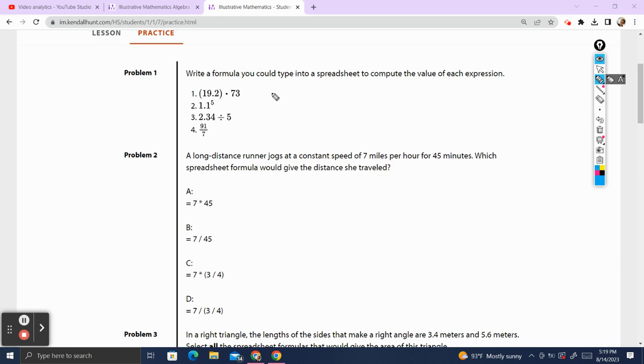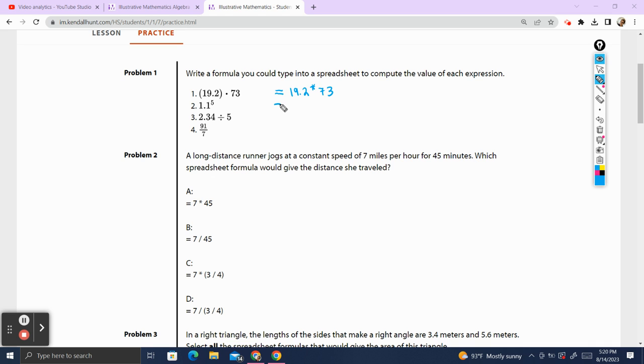Write a formula you could type into a spreadsheet to compute the value of each expression. We have here 19.2 times 73. So to compute this value, I would type in an equals sign, then my first number. We don't have a multiplication sign on the keyboard, so I would type in a little asterisk, and that represents my multiplication, times 73. And we're done.